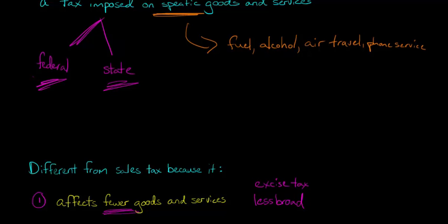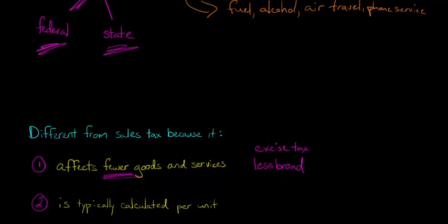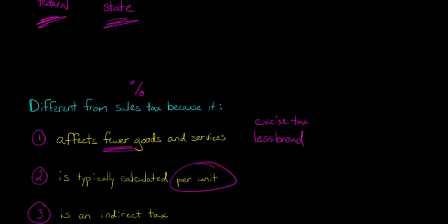Now, that's not the only difference when we think about an excise tax versus the sales tax. One key thing is that the sales tax is a percentage, maybe 6.8% of the retail price and so forth. But a lot of times an excise tax will actually be calculated per unit. By per unit, we're talking per package of cigarettes, per gallon of gasoline, and so forth. That obviously affects the way it's calculated.